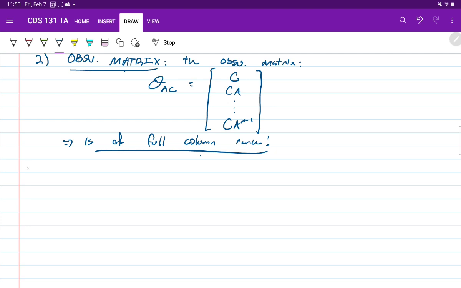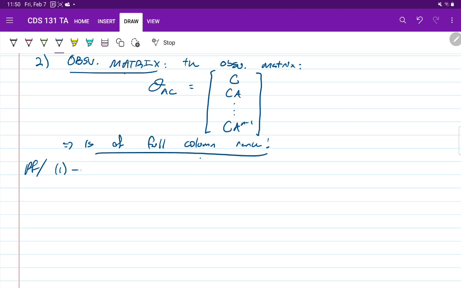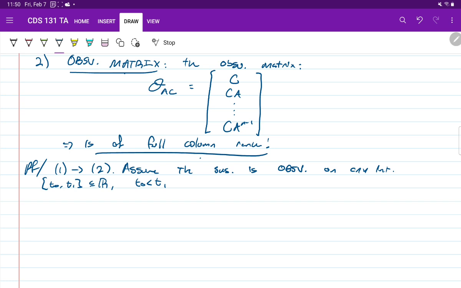Okay, fantastic. So, proof. First going to start out by showing that 1 implies 2. Okay, so assume the system is observable on any interval, which I'll call [t naught, t1], subset of R, with t naught less than t1. I want to show that this observability matrix is going to be full rank. Okay, so first what I'm going to do is just pick a nice interval. So I'll pick an interval [0, t], with t being greater than 0.